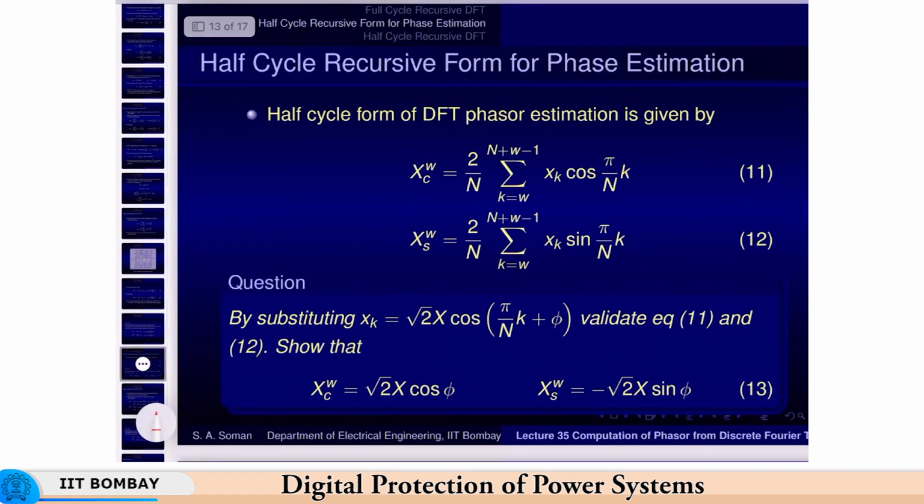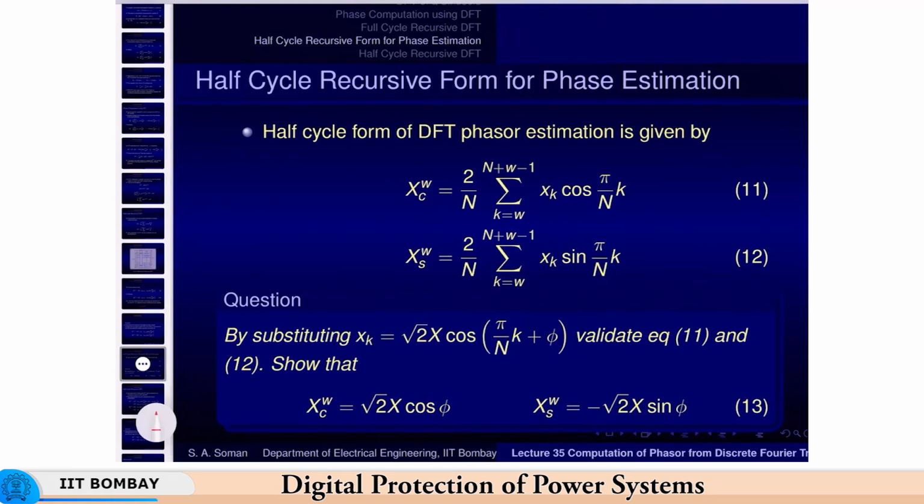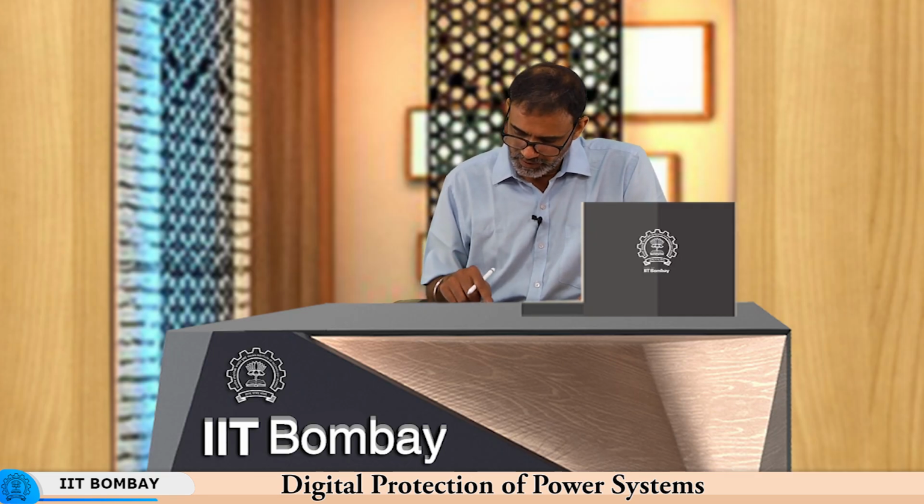Now, there is another form, that is the half cycle form. Why do we use half cycle DFT? Because to speed up the computation, instead of waiting for one full cycle, for a 50 hertz signal that would be 20 milliseconds, that much time is lost in taking the protection decision. CTs may saturate, there are so many other implications of slightly slower computation. So, we can use a half cycle DFT. We saw half cycle Fourier algorithms earlier, but similar to the full cycle recursive DFT calculation, the half cycle will look like this.